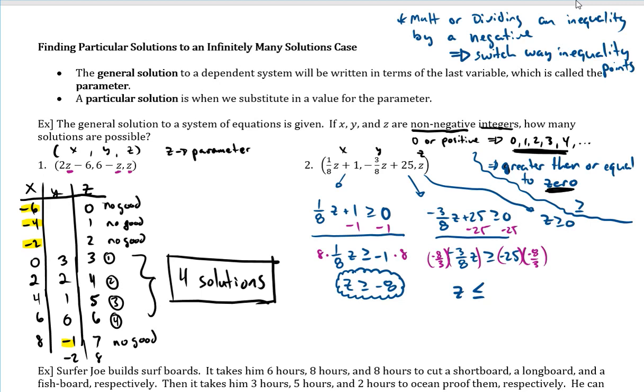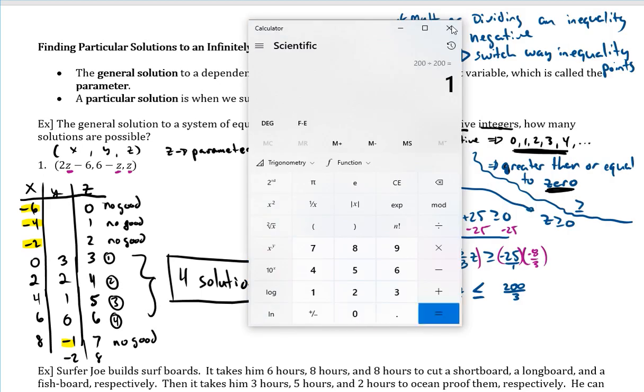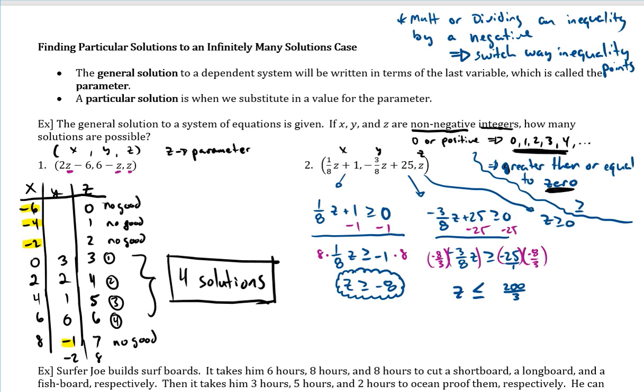Okay, and then when we simplify the right side, we do get positive. Remember you can put a 1 under if we need it. 25 times 8 is 200, and then divided by 3. Here's where it might be useful to quickly divide that. So 200, let me just use my computer calculator, 200 divided by 3 is 66.67. Okay. So we've got z. I'm going to put it to the side.